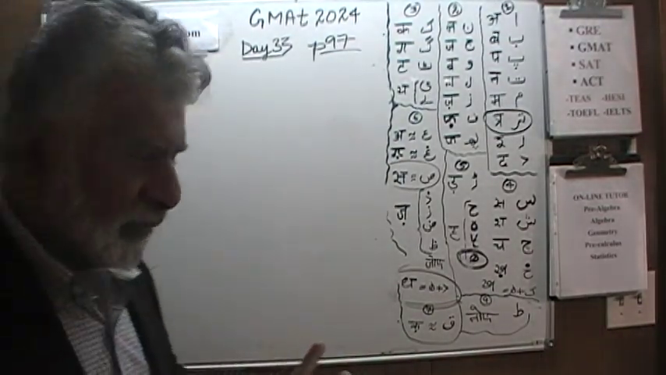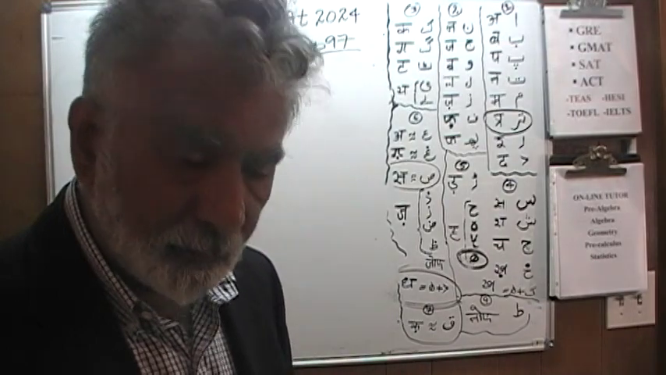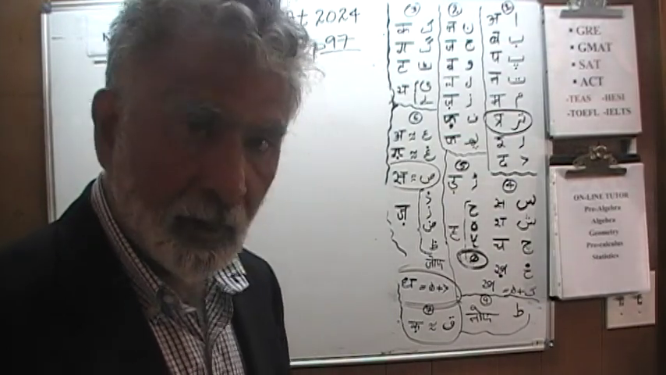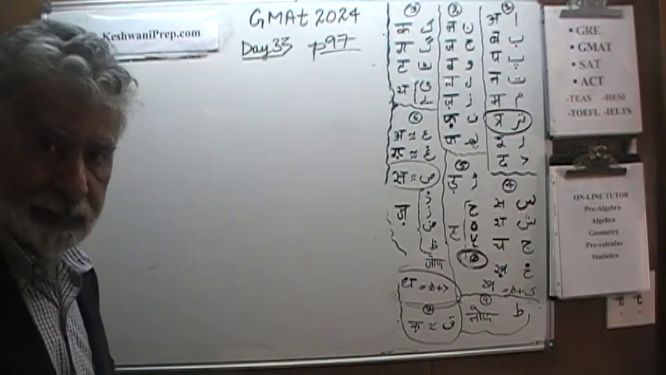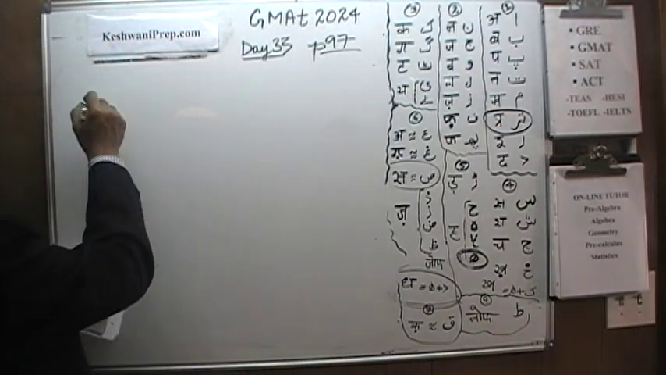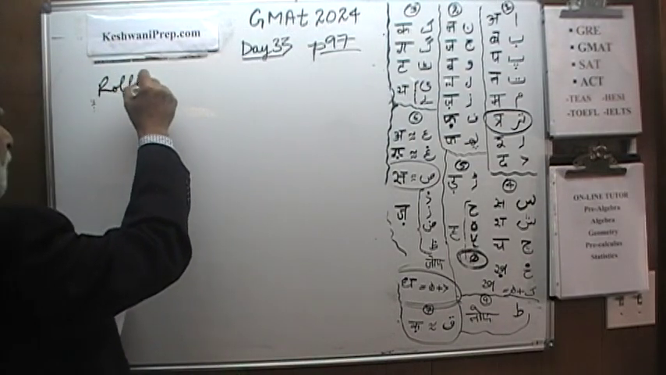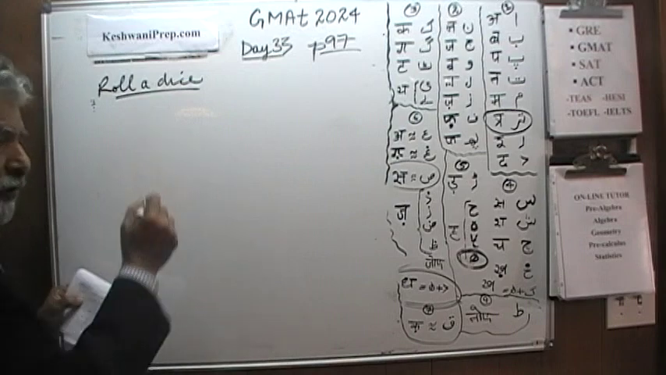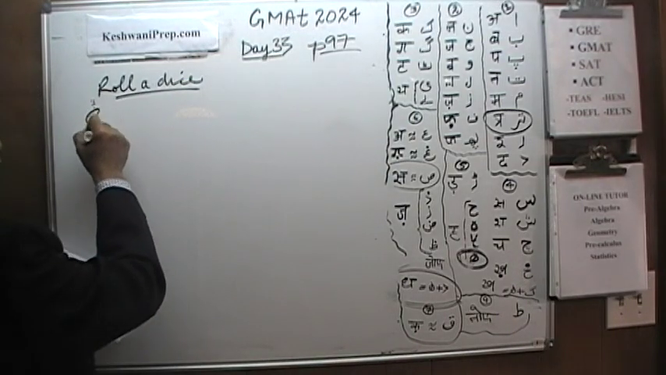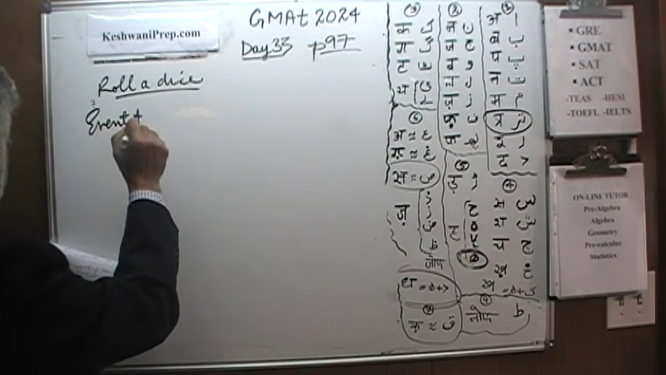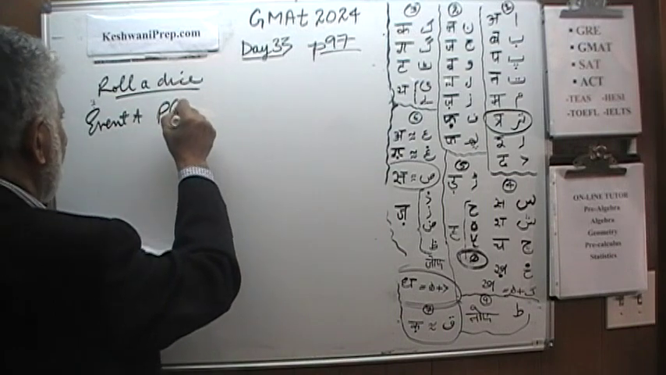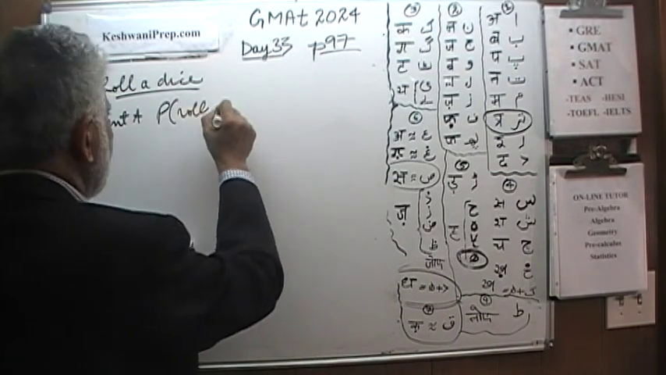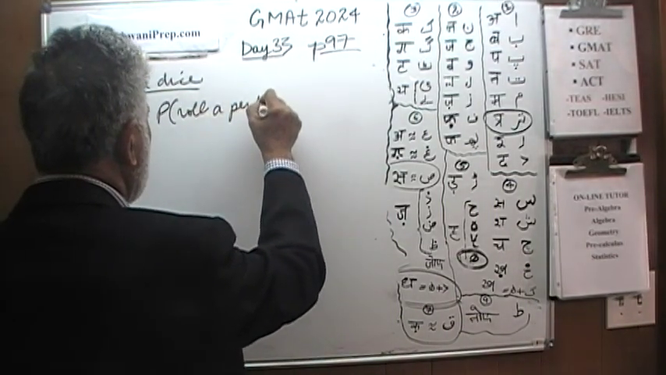Before we go to the next problem, problem number 150, let's do one more problem dealing with probability. So here's the new problem that is not in the book. Here's the problem. We're going to roll a dice, and we're describing event A as the odds of rolling a perfect square.